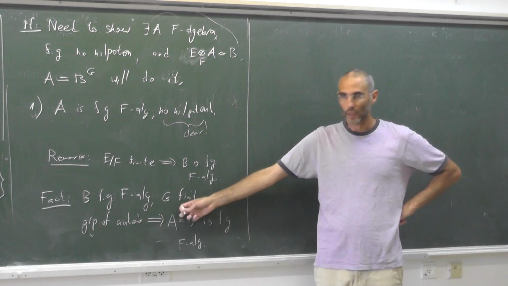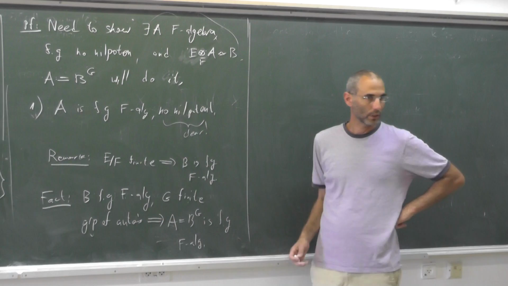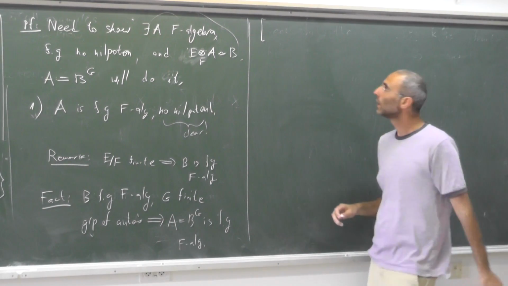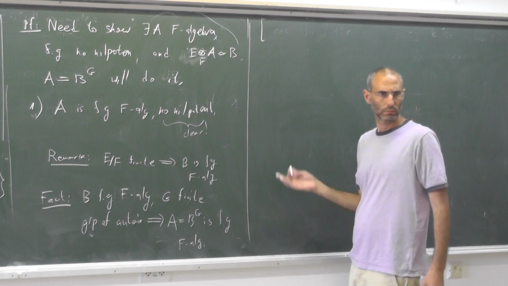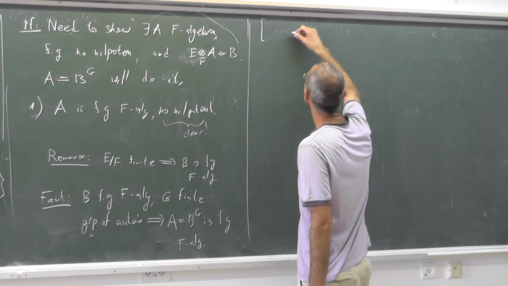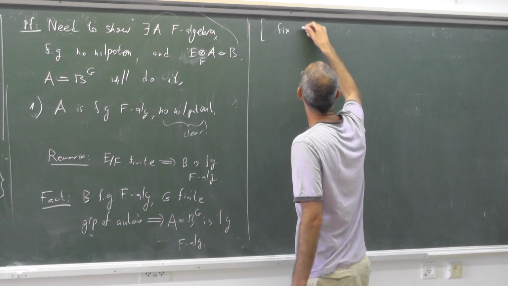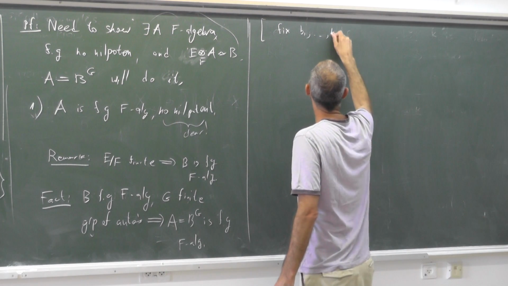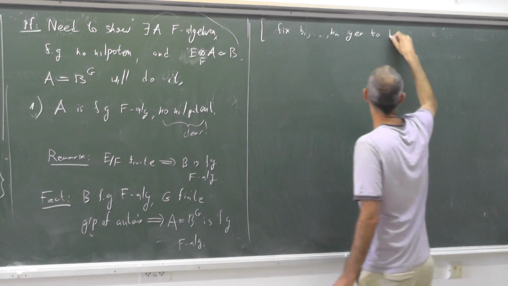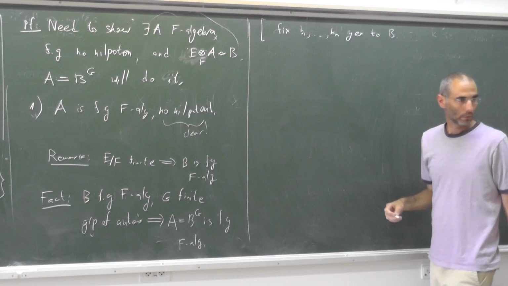Now, so this is an accelerated algebra. Let's do it in brackets. It's short and easy and very nice. Did someone see it before? Fix generators b1 to bn of B, again as an F algebra.